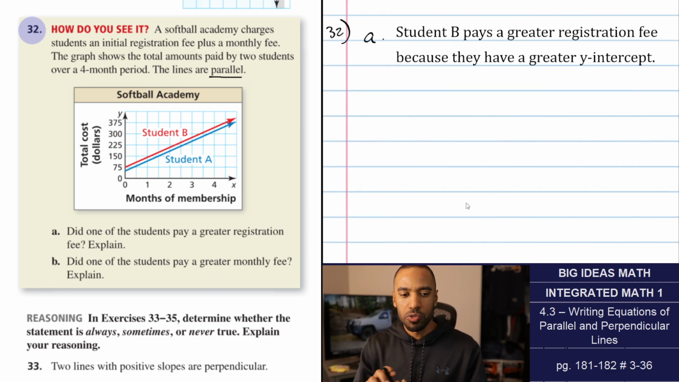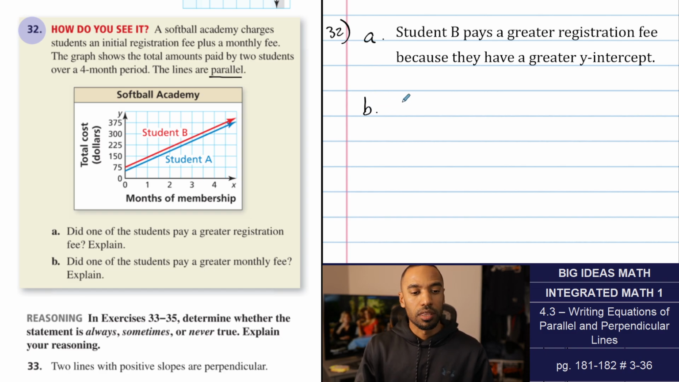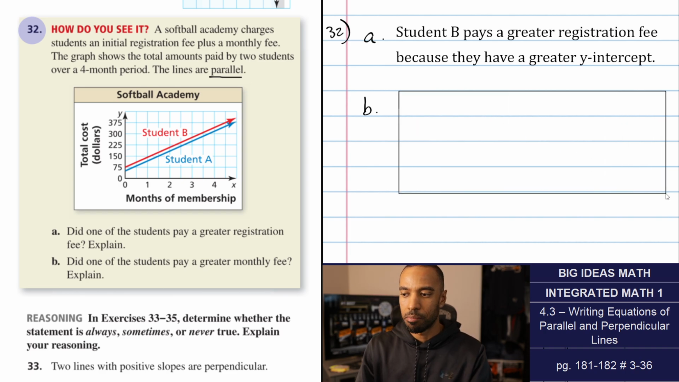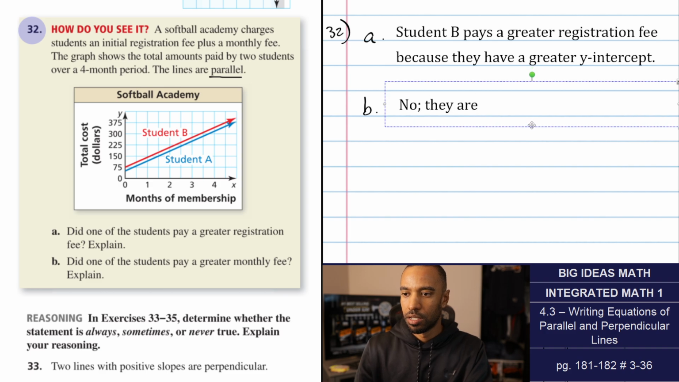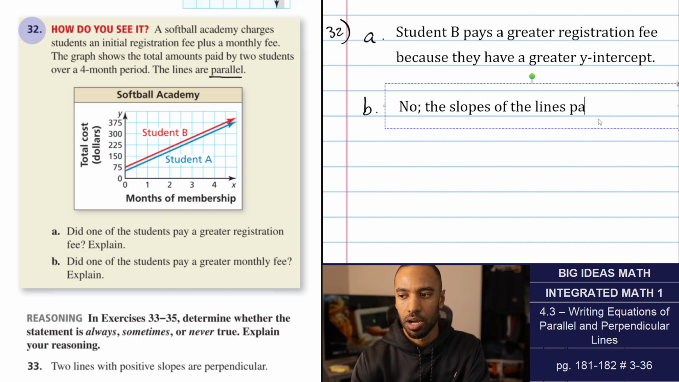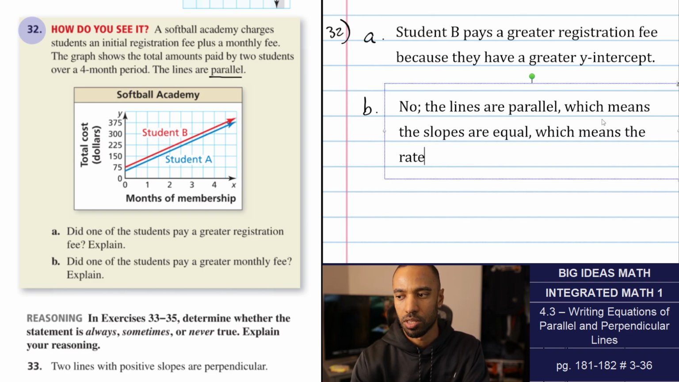Part B, did one of the students pay a greater monthly fee? Explain. No. They are parallel, and parallel means same slope, and same slope means same rate. No. The lines are parallel, which means the slopes are equal, or the same, which means the rates are the same.